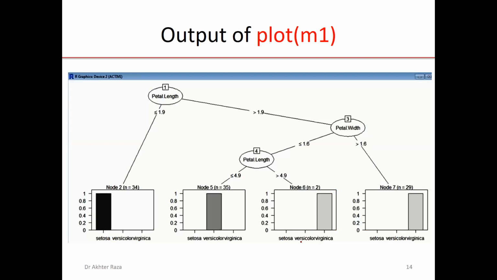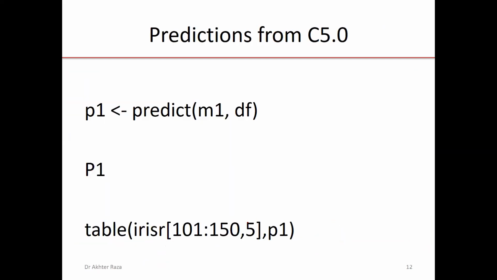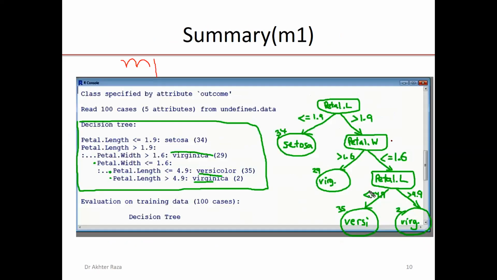And here we have node number 6. It is virginica. And the third category, with the petal length greater than 1.6, is versicolor. So this is the same picture in a different format from what I showed here.